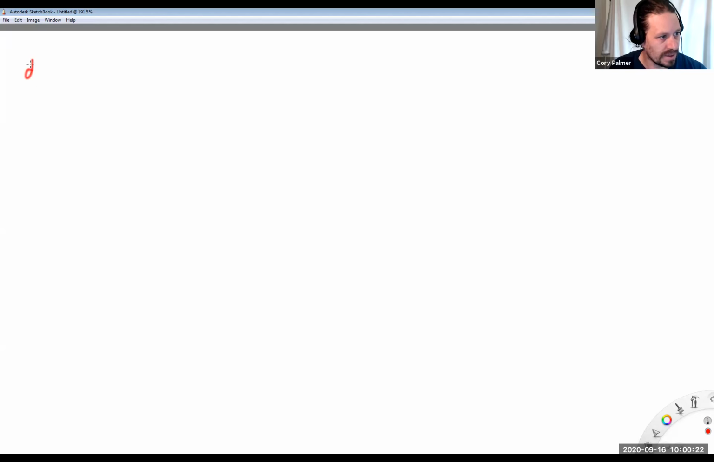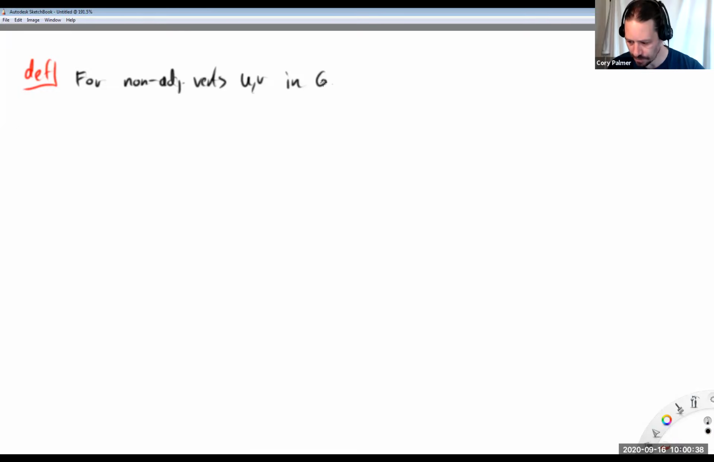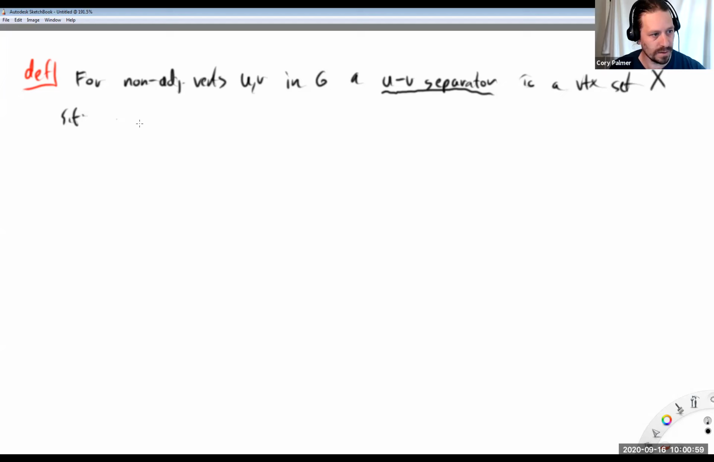Okay, anyway, so we've got to start off with the definition. It's still in red. Let's take a pair of non-adjacent vertices. For non-adjacent vertices U and V in some graph G, a UV separator, we've kind of hinted at a term like this before, we didn't use this one exactly, is a vertex set, say X, such that U and V are in different components after we remove X from G. So they're distinct from each other. Such that U and V are in different components in G minus X. That's a very natural way to think about what it means to separate two vertices.